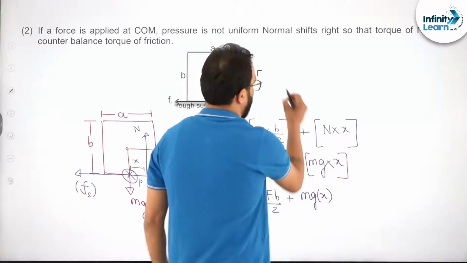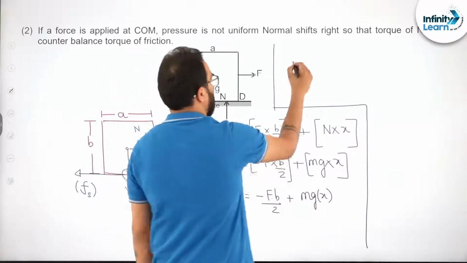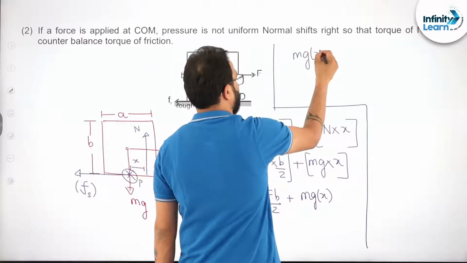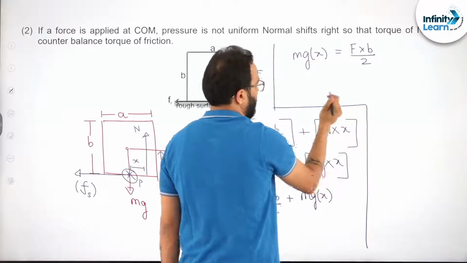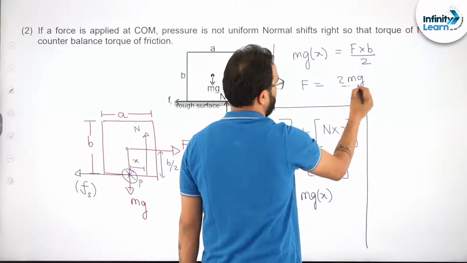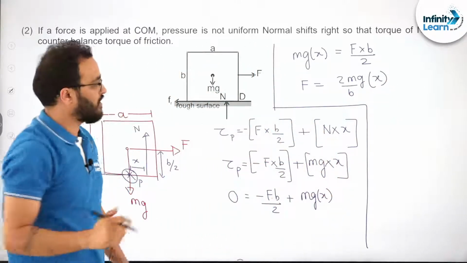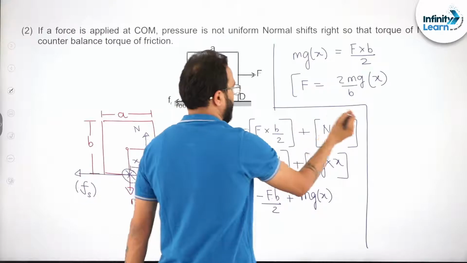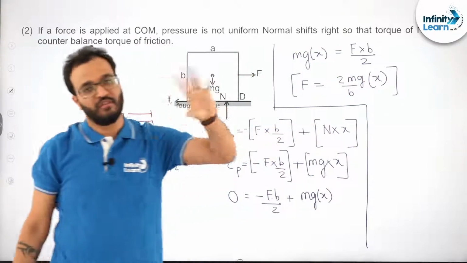Okay, so finally what you will do, you will say, sir, in this situation mgx is equal to F into B by 2. Now what is F? F is 2mg by B into x. Can you see this? So this is the final force that you are getting. So if this is the force, this is position x, x is the position where it will shift.